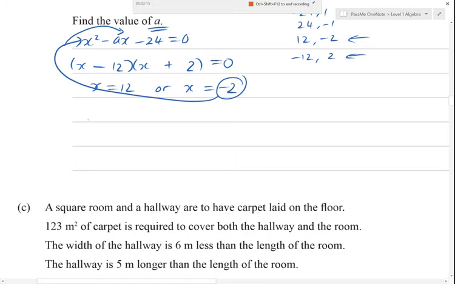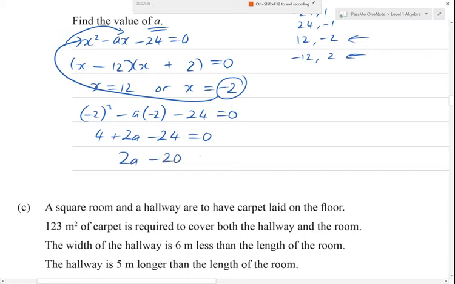So that gives us negative 2 squared minus a times negative 2 minus 24 equals 0. So negative 2 squared is 4. Negative a times negative 2 is positive 2a. We've still got minus 24 there equals 0. So that's 2a minus 20 equals 0. Adding 20 to both sides, we've got 2a equals 20, dividing both sides by 2, a equals 10. And that's what the question is asking for.